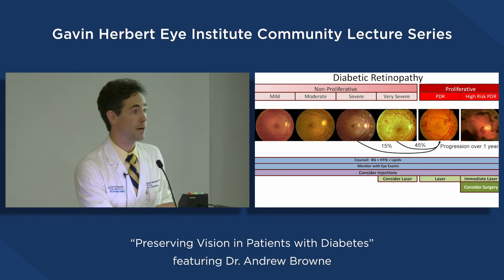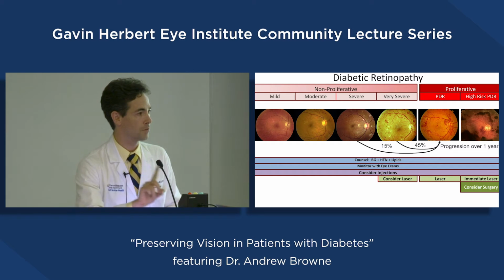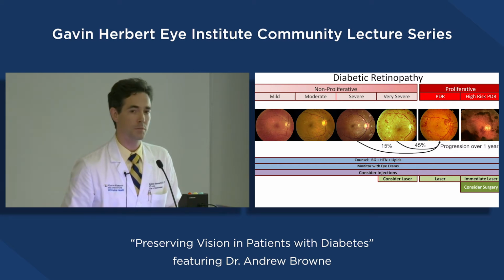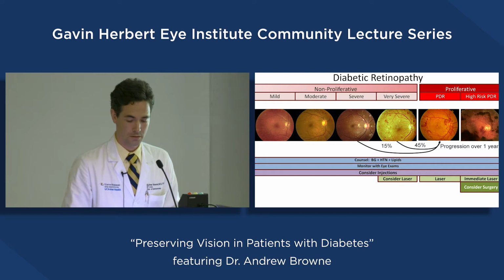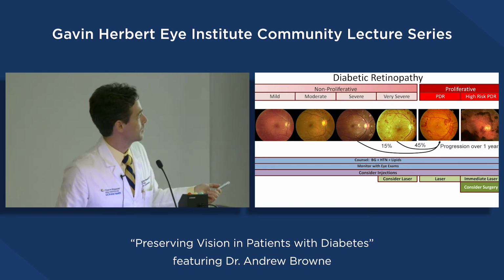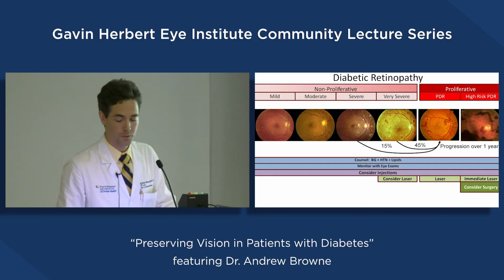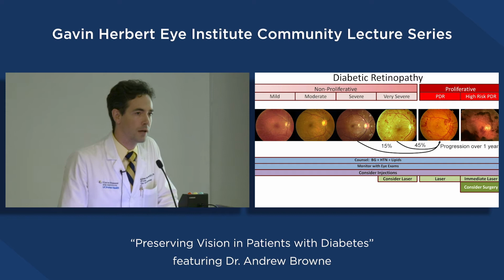And actually, people who are pregnant and have even mild disease can progress to severe or high-risk PDR within a few months. So there is some fluidity in terms of progression depending on control of diabetes during this time course. 15% of people from severe diabetic non-proliferative retinopathy can go to proliferative as well within 1 year. So how do we manage these patients?